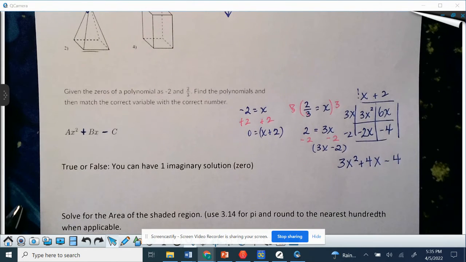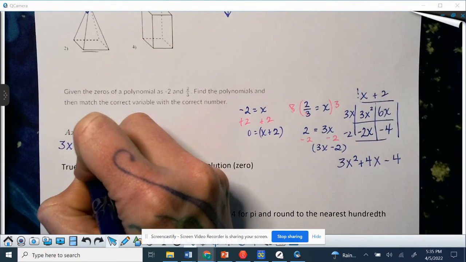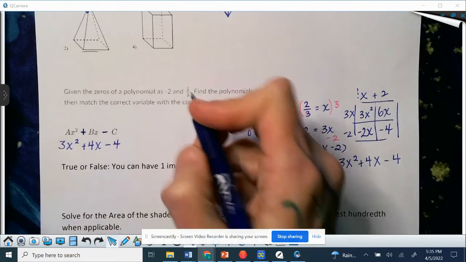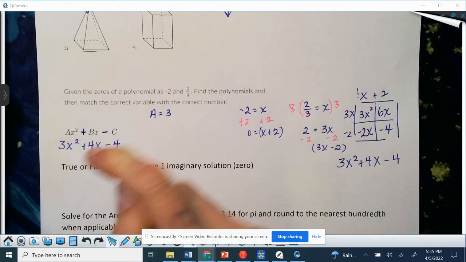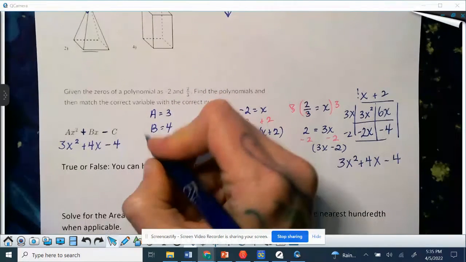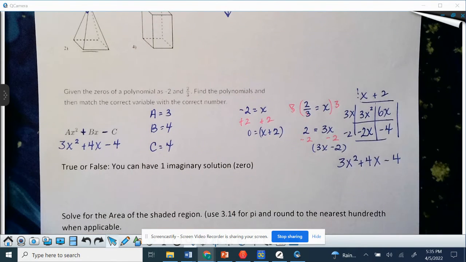Now, this is an EOC release style question. It's just rewritten and typed out differently. So 3x squared plus 4x, and I have minus 4. So A in this case is 3. B in this case is a +4, because I have a plus and a plus. So C in this case is a +4, because that minus is in both places. So 3, 4, 4, A, B, C. And it is the same things you've been doing as far as finding your factors, multiply them together, find the polynomial. They just ask it in a really crazy way.